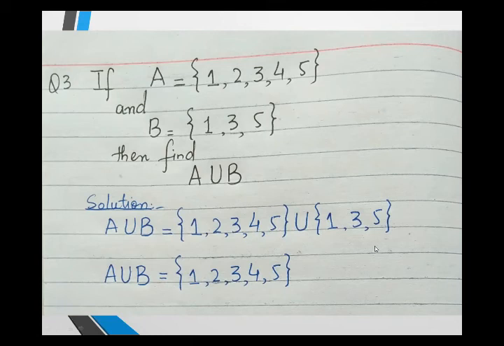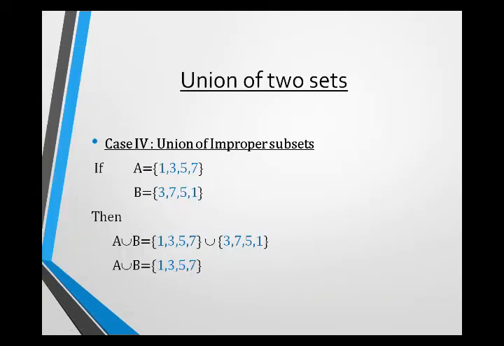Here students, this is the example for the proper subset. Okay, the most important point here I discussed with you is that the union of superset and subset is the superset. As you can see that students, the union of superset and subset is the superset. This means that the superset itself is the union of superset and subset. Now students, we move towards the fourth case of union of two sets.